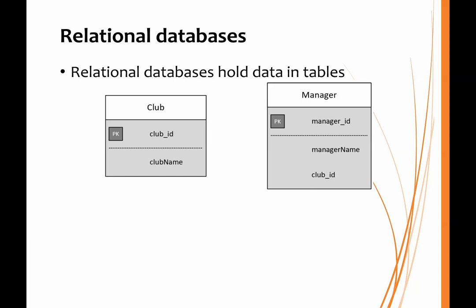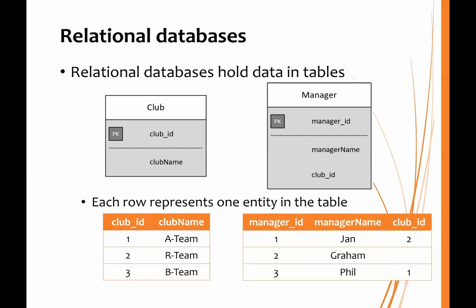Here we have some relational database tables. Here we've got a club table and here's a manager table. Each one of those tables represents an entity, the conceptual entity, and each row in that table will represent one actual entity. So here in the club table, we've got 3 rows, one for each club that is represented in the table. And over in the manager table, we've also got 3 rows, 3 managers.